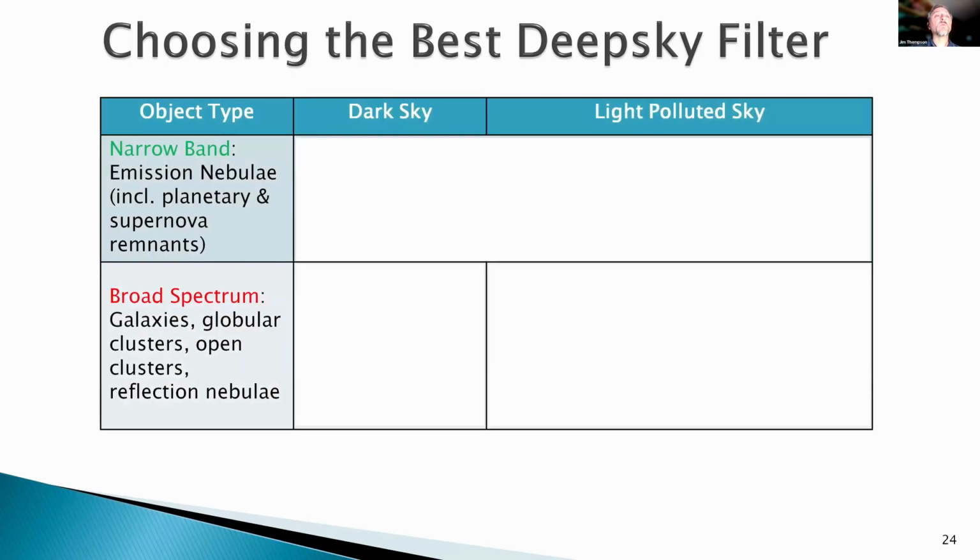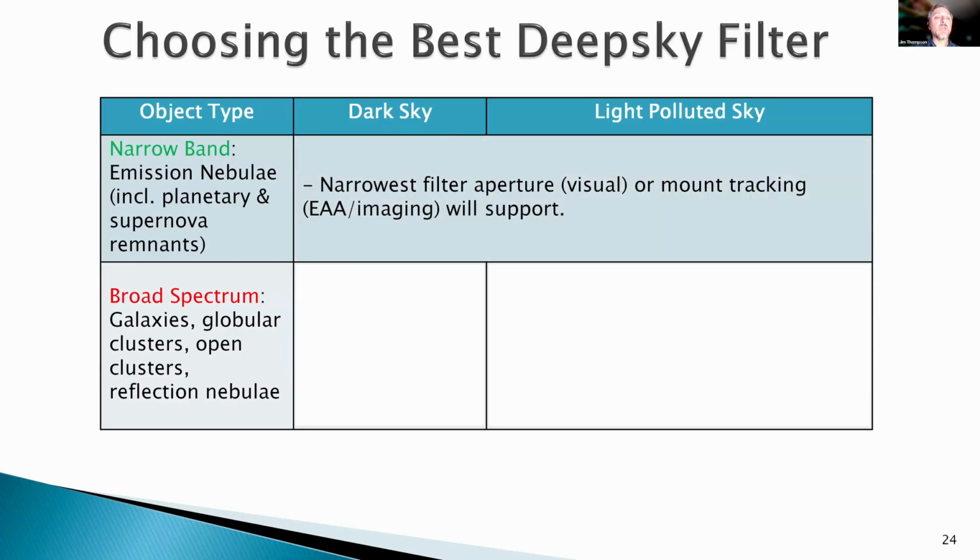At last, we have come to where the rubber hits the road. What is the best deep sky filter to use? If you are observing or imaging a narrowband object, the best filter to use is the narrowest bandpass filter your aperture or mount tracking will handle, regardless of how much light pollution you have, be it Bortle 2 or Bortle 9.